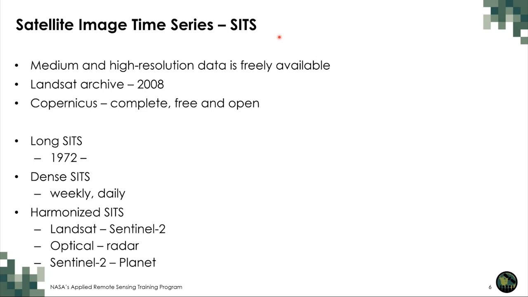So when we begin with Landsat, we have data back to 1972. However, those data are not very dense. We have Landsat data every 16 days, and in the last decade, almost a decade, we have data that is much denser. We have weekly data, we have daily data, and this enables us to process the information on the ground in a completely different way. And we also have harmonized satellite image time series: harmonized Landsat and Sentinel data, harmonized optical and radar data, harmonized Sentinel and Planet data.